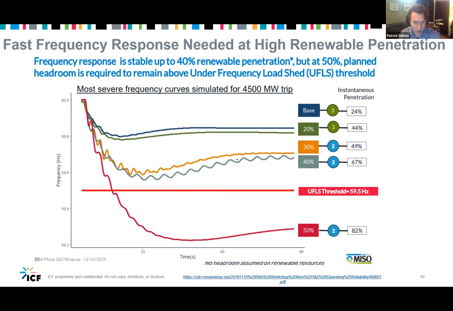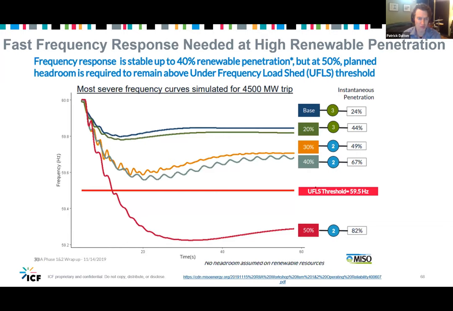Another study that came out recently was from MISO, looking at the need for fast frequency response at higher renewable penetrations. What was studied here was a few different thresholds of renewable penetration: 20, 30, 40, 50. What we notice is that at 50%, we start to have a serious frequency problem where we dip below the under-frequency load shedding threshold. Utilities set up protective relays to start dropping load below a certain frequency to try to arrest that frequency fall.